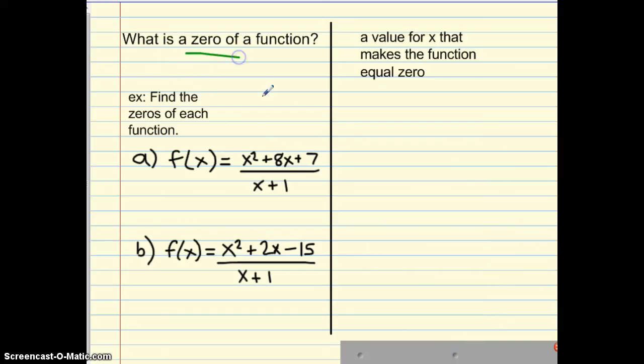Finally, what is a 0 of a function? Any value for x that turns our function equal to 0 is going to be a 0 for that function. So we're going to find the zeros of each function, which basically means that we're going to set this equal to 0 and see what we get out of it. So we will first simplify.